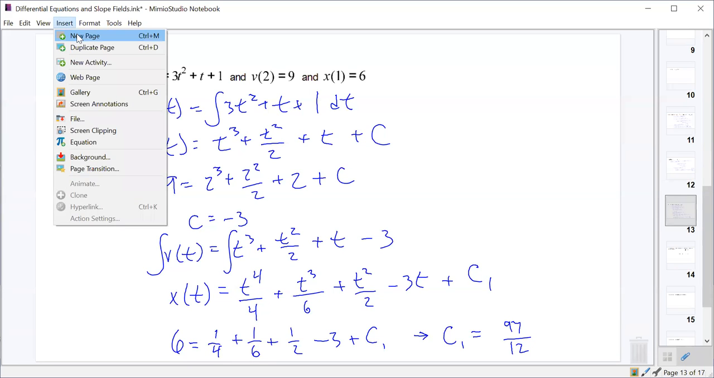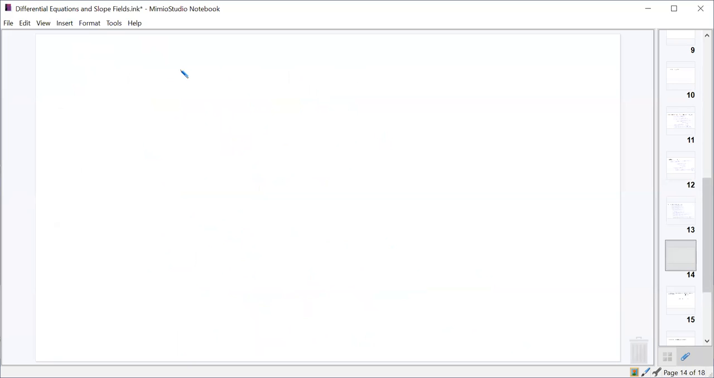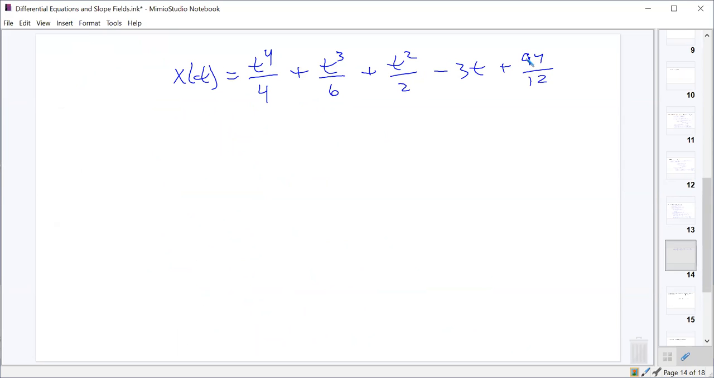All right. So we've got x of t is now equal to t to the 4th over 4, t cubed over 6, t squared over 2 minus 3t, and then plus 97 twelfths. And we want x of 2.